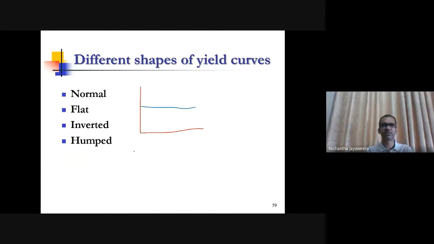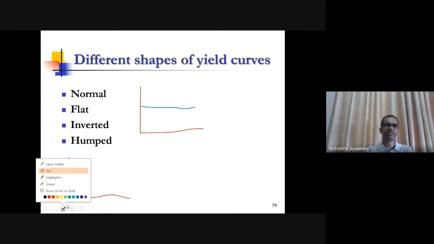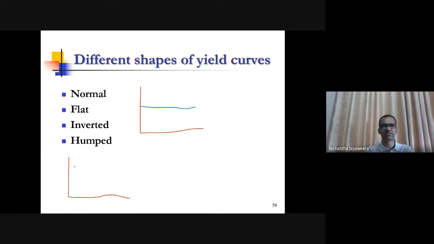Or there can be yield curves where, when the maturity period increases, yield decreases, like this. Or it can be like this. However, when the time to maturity increases, yield decreases. So that is the inverted yield curve.